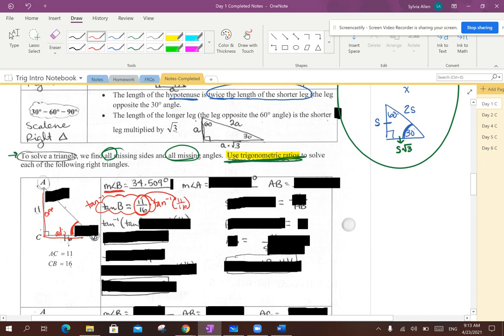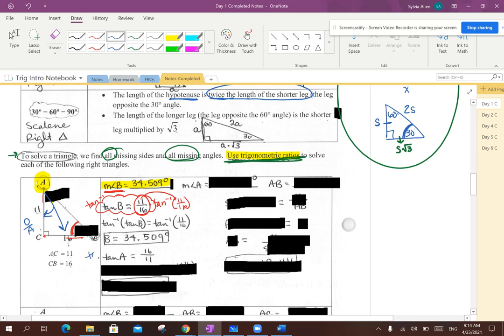So you have to put this into your calculator. And when you put that into your calculator, you're going to get 34.509. So that's where we're getting the measure of angle B. So now what we want to do is find the measure of angle A. And so again, you always want to use what you know. So I know what I'm given is opposite over adjacent. So that's going to represent tangent as well. So tangent of A is equal to 16 over 11.